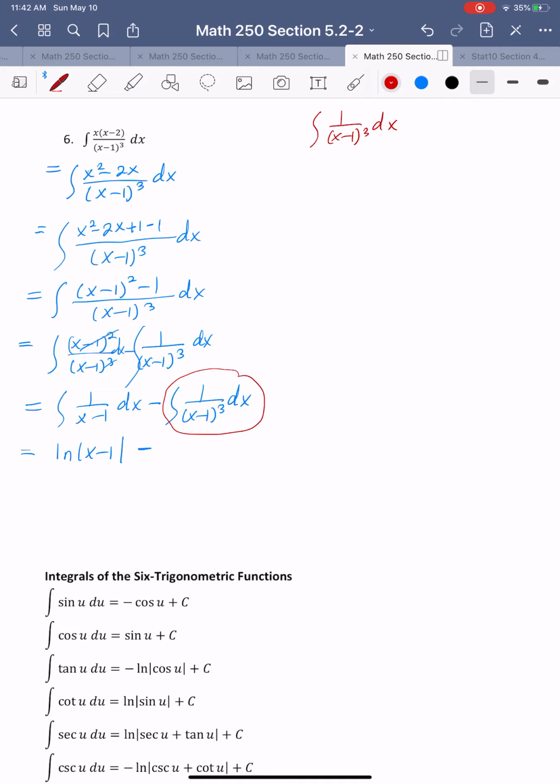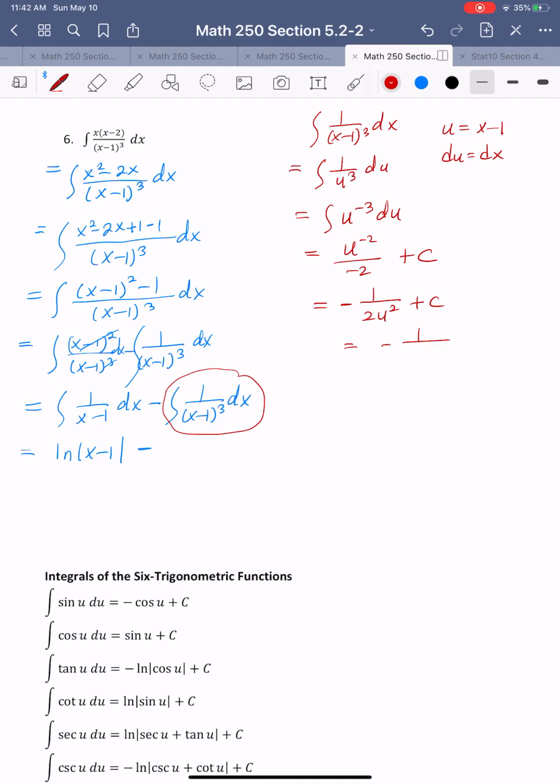So what I want to do is say u is x minus 1, so du is dx. I can put it as the integral of 1 over u cubed du, which is the same as u to the negative third du. That equals u to the negative 2 over negative 2 plus c, which is negative 1 over 2u squared plus c.